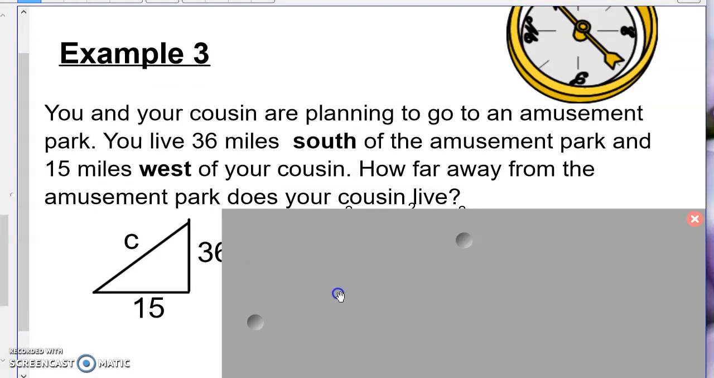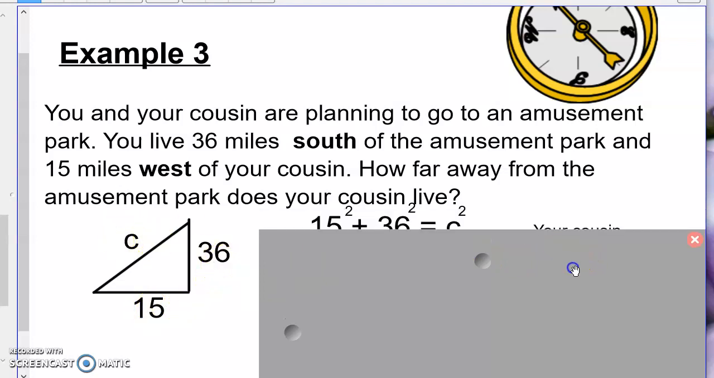Well, what I did to get started on this one is I drew myself a little picture. So you live 36 miles south of the amusement park. So I started here, drew a line going south, and labeled it 36. Then your cousin lives 15 miles west. So then I drew an arrow this direction and drew 15. Well, I want to figure out how far my cousin who lives over here lives from the amusement park, which would be up here. So this would be A, this would be B, and then I'm looking for C.